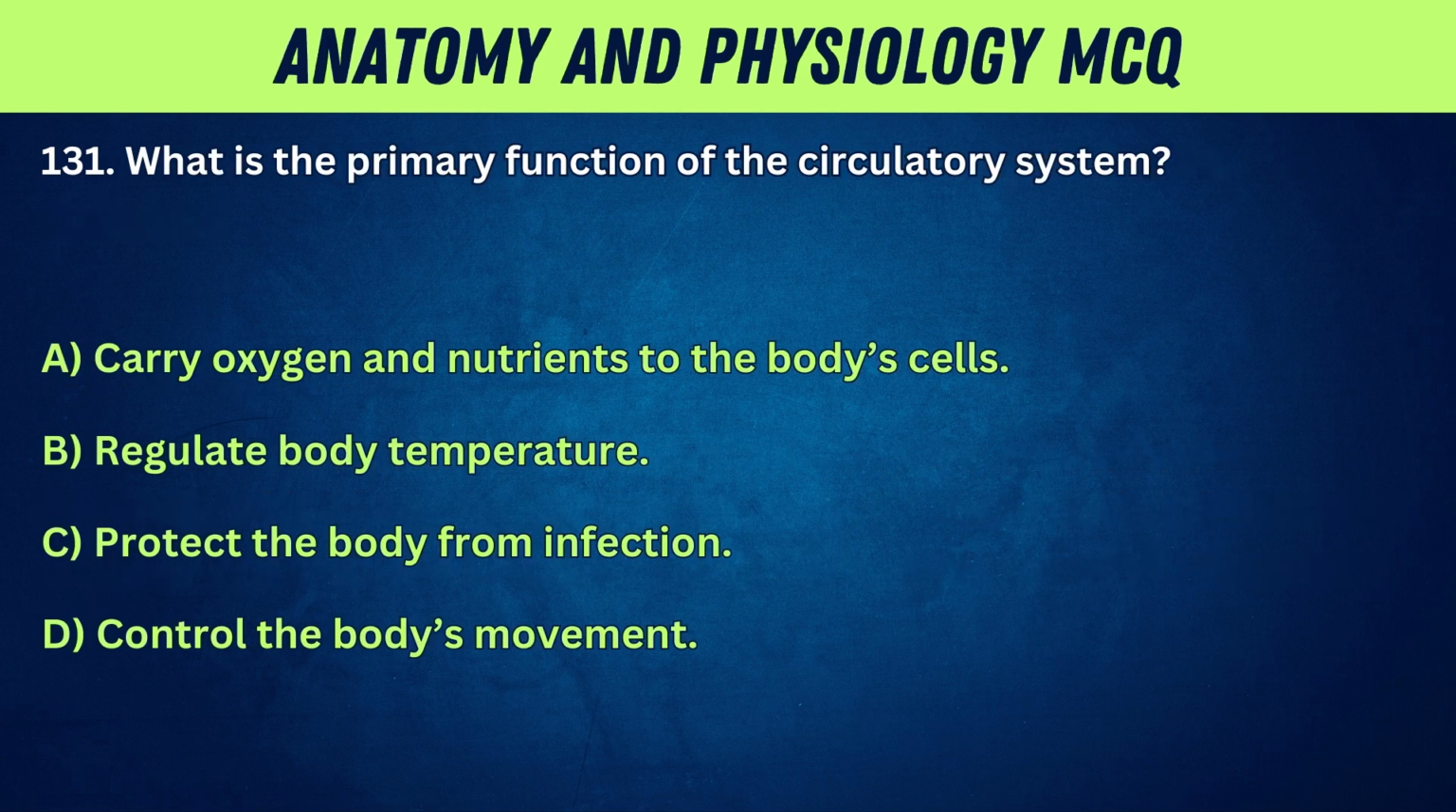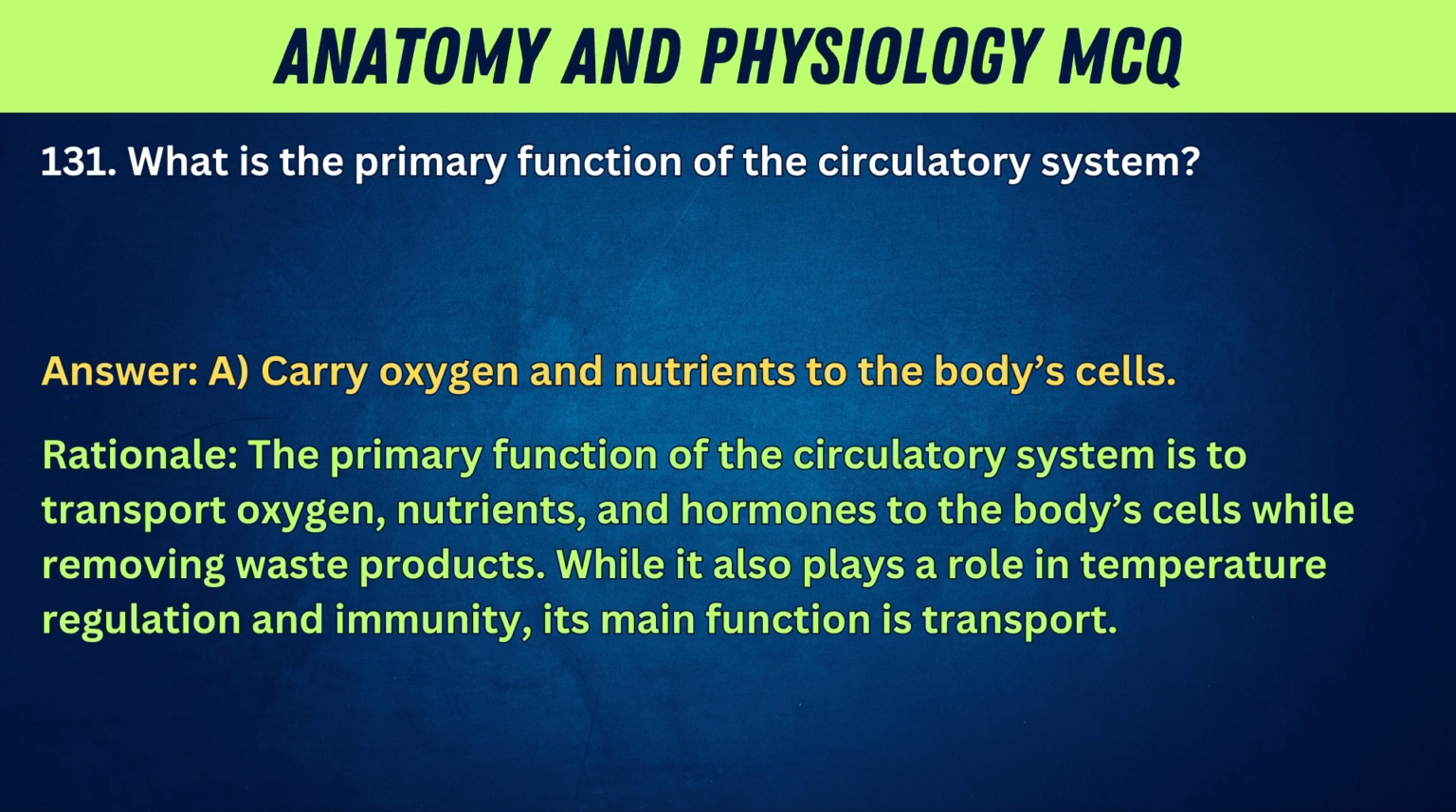131. What is the primary function of the circulatory system? A. Carry oxygen and nutrients to the body's cells. B. Regulate body temperature. C. Protect the body from infection. D. Control the body's movement. Answer: A. Carry oxygen and nutrients to the body's cells. Rationale: the primary function of the circulatory system is to transport oxygen, nutrients, and hormones to the body's cells while removing waste products. While it also plays a role in temperature regulation and immunity, its main function is transport.